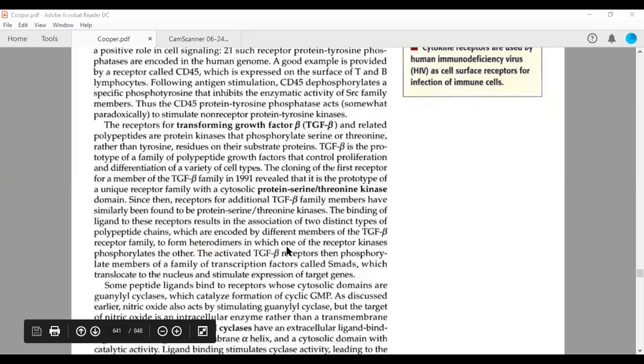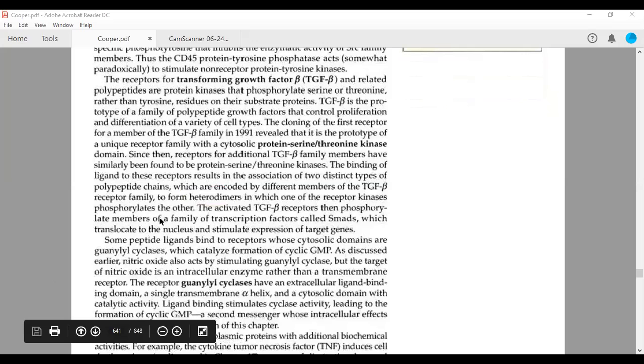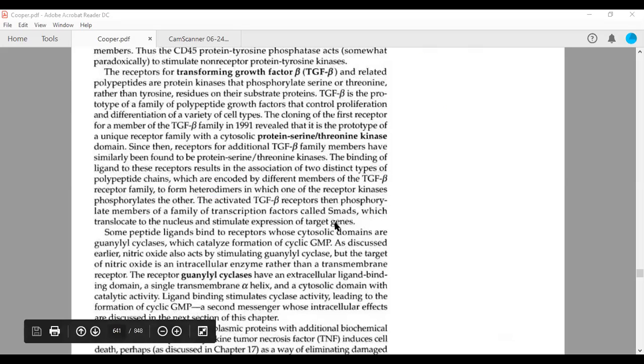The activated TGF beta receptor then phosphorylates members of a family of transcription factors, and these transcription factors are called SMADs. Okay, so you also need to remember this class, SMADs. We will discuss SMADs in our upcoming classes. These SMADs are transcription factors, so they will go into the nucleus.